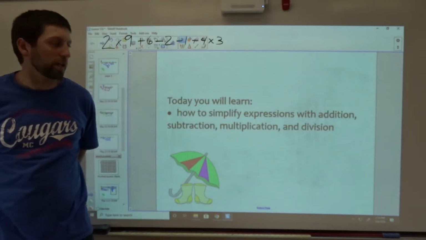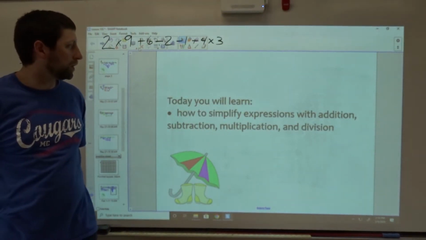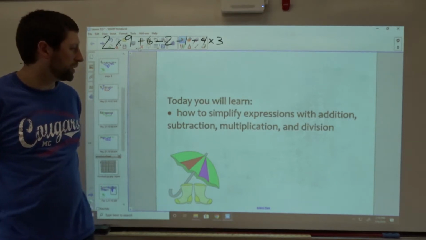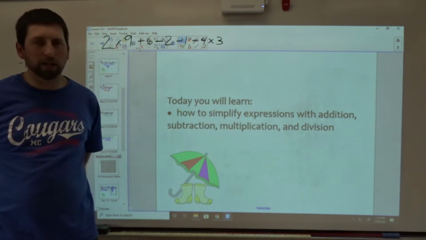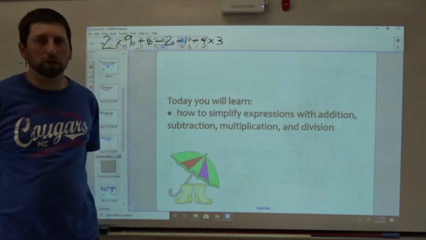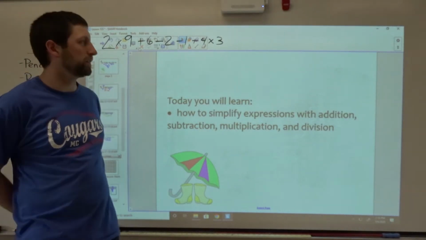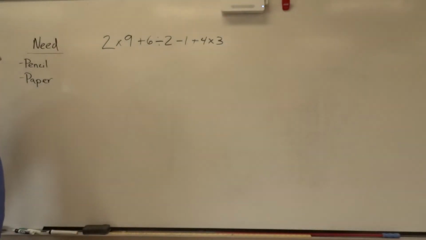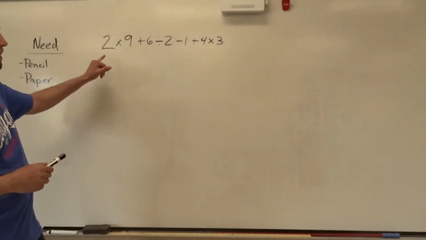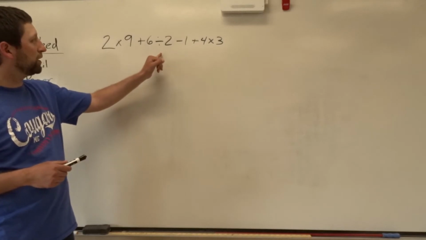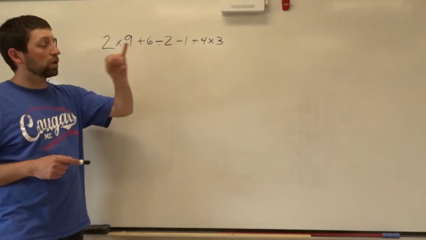Hi third graders, in today's lesson we are going to learn how to simplify expressions with addition, subtraction, multiplication, and division. So I'm really going to put you to the test here to see if you can add, multiply, subtract, and divide. So the first problem we will work through together is 2 times 9 plus 6 divided by 2 minus 1 plus 4 times 3.